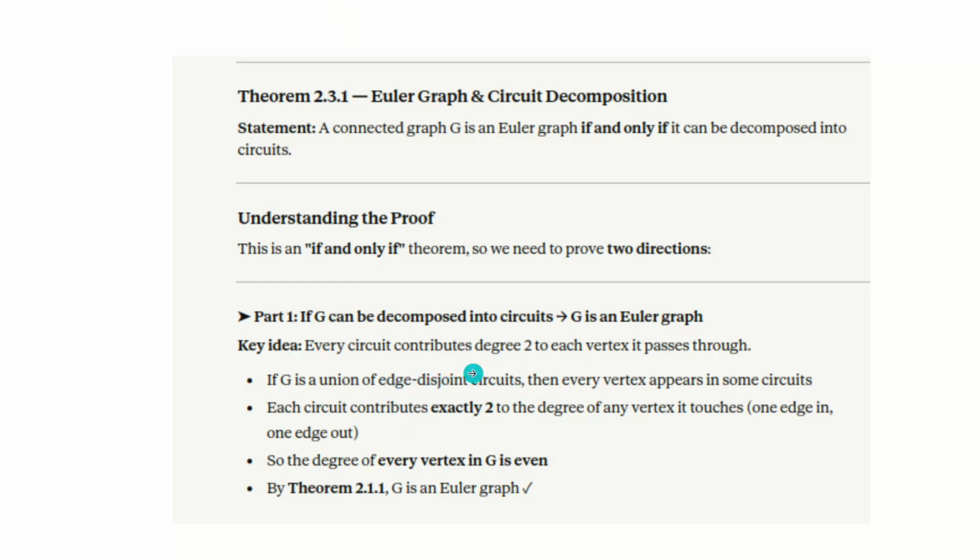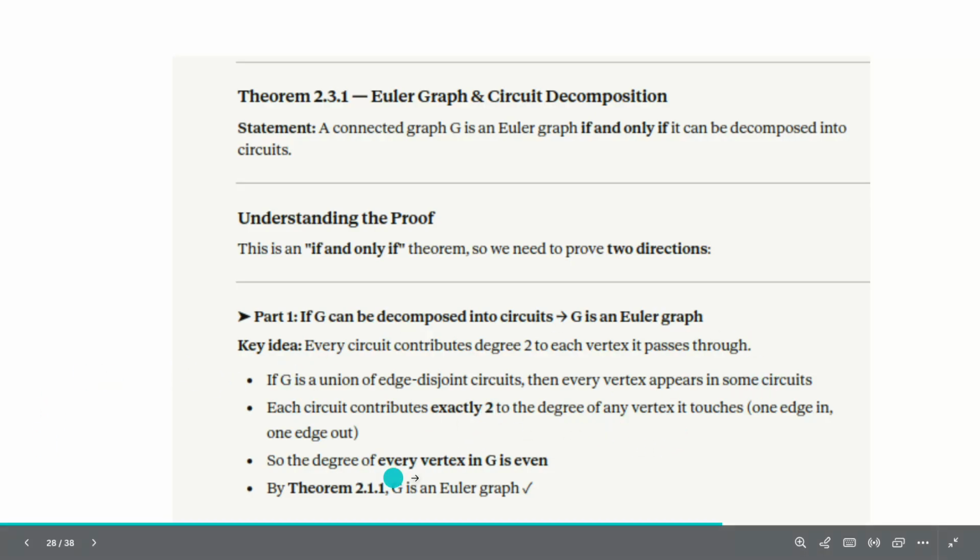And since it is circuits, every vertex appears in some circuit, right? Every vertex would be there in one of these circuits. Each circuit would contribute exactly 2 to the degree of any vertex it touches: 1 to get in and 1 to get out. So the degree of every vertex in graph G is even. If the degree of every vertex in the graph G is even, what does that mean? The graph is Euler. That is Euler's definition.